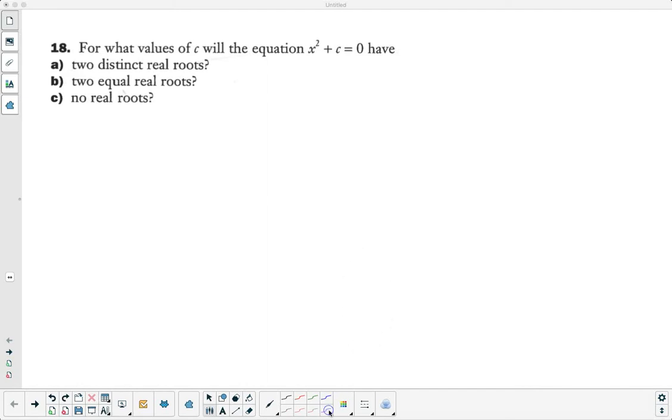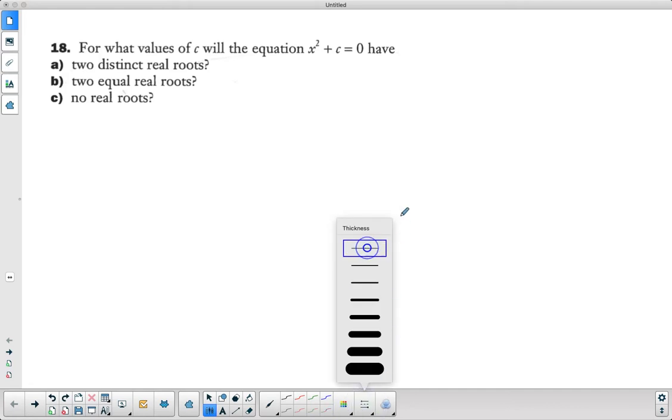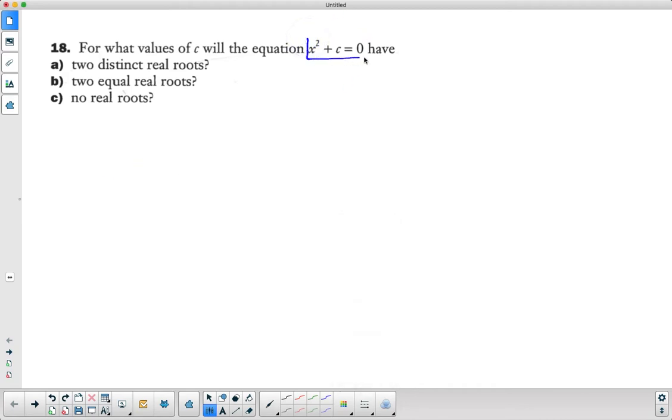I was asked to go over this question. There's actually 3 questions here, getting harder as we go along. This first one, number 18, is actually the easiest one. And what you have to remember when you're looking at this, when it says, how do you know what value of C is going to give you 2 distinct roots, equal roots, and no real roots?